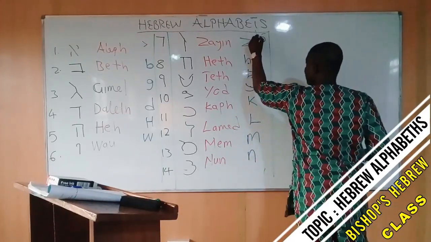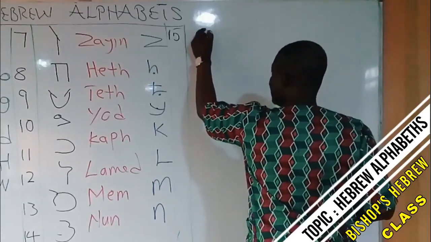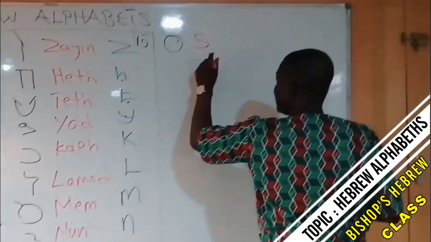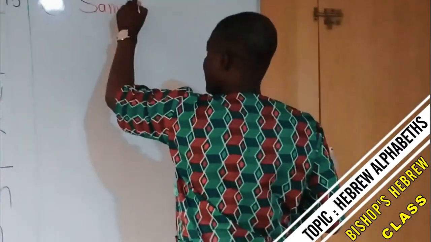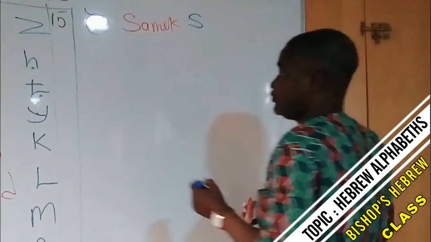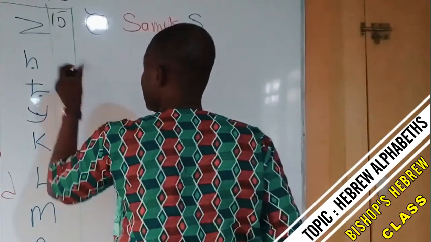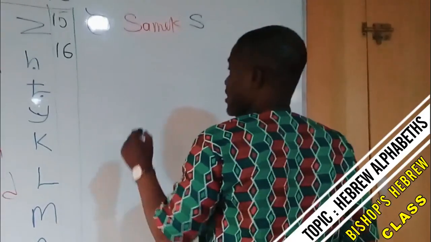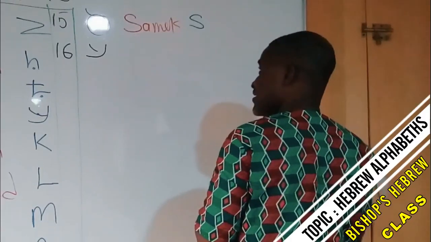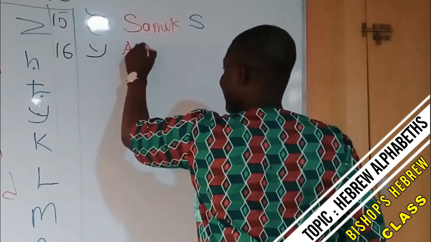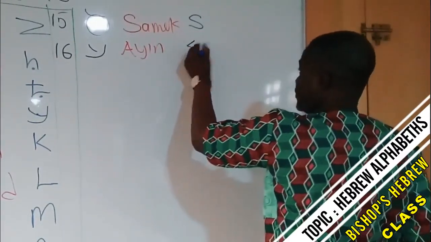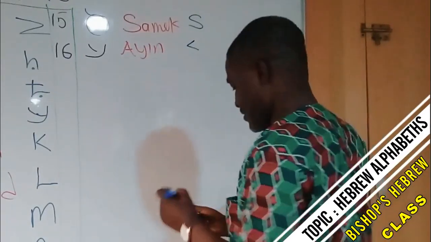Go to the 15th letter. It's Samek. It's written this way. It's an S. Then the 16th letter, Ayin, it's written this way. It's not a Y, Ayin. The sign for it in English, this is what it represents, just like less than in mathematics.